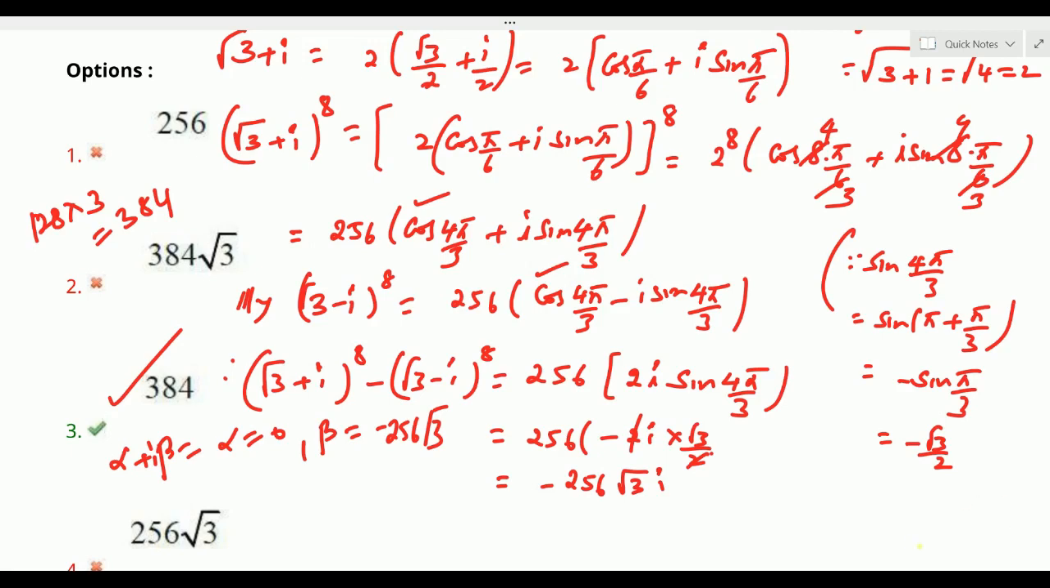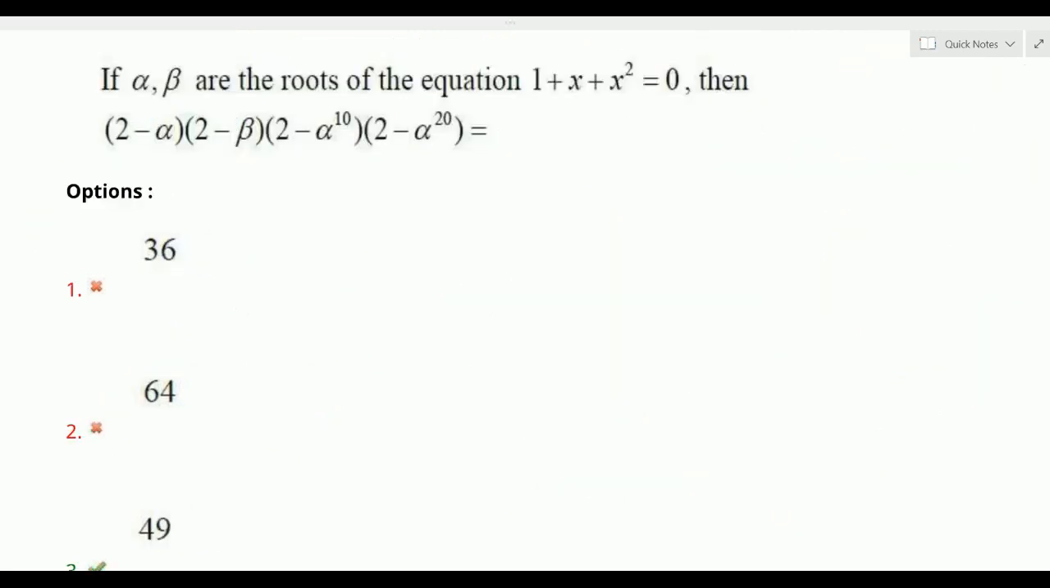Is it clear? Now this is another question in this shift. Now we'll see the next question. What is given in this question? If alpha and beta are roots of the equation 1 plus x plus x square equals 0, then find the result (2 minus alpha)(2 minus beta)(2 minus alpha power 10)(2 minus beta power 20). We have to find out alpha and beta, the roots of this equation.